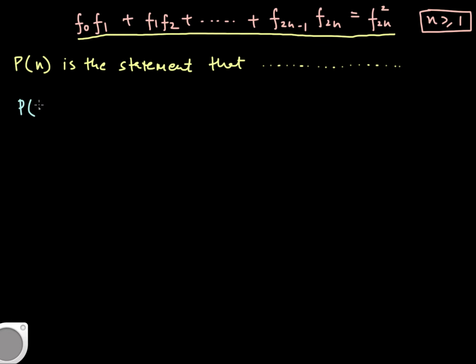So I'm going to plug in n as being 1, and for n equal to 1, the statement that I get back over here is f of 0 times f of 1 plus, so everything on the left hand side is going to be f of 1 times f of 2, is equal to f of 2 squared. Okay, and so this is the entire expression here.